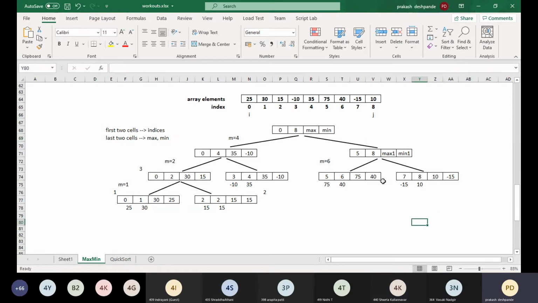Now, both the halves of this problem have been solved. So combine the solutions together. So max 1 is obtained by comparing 75 and 10. So what will be the max 1 now? 75.